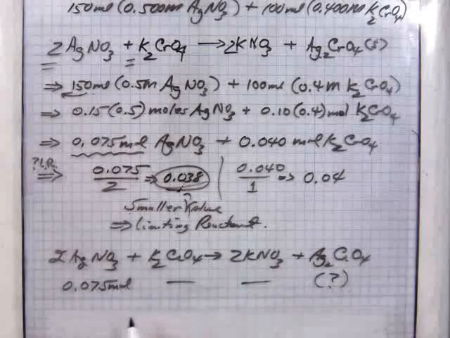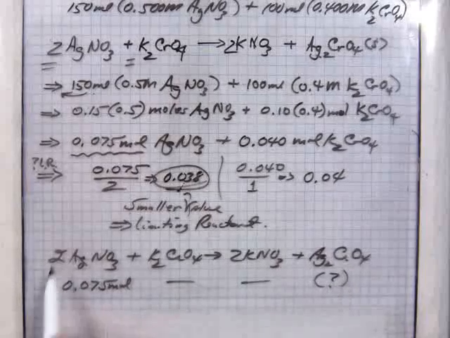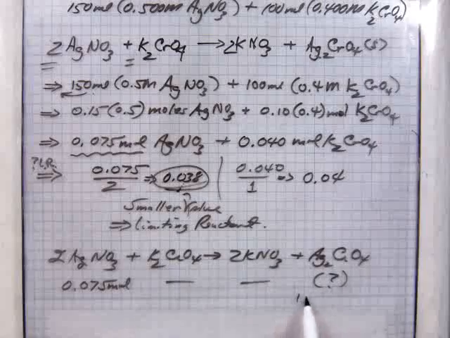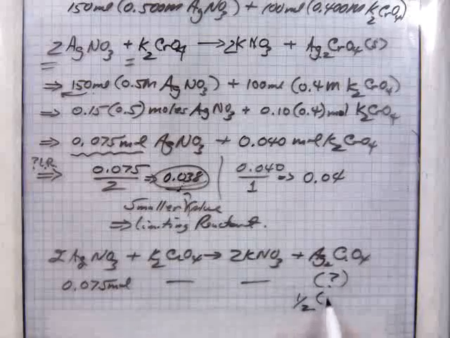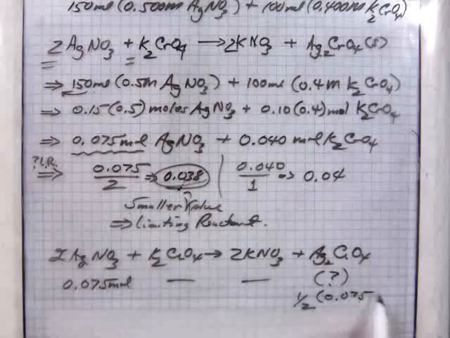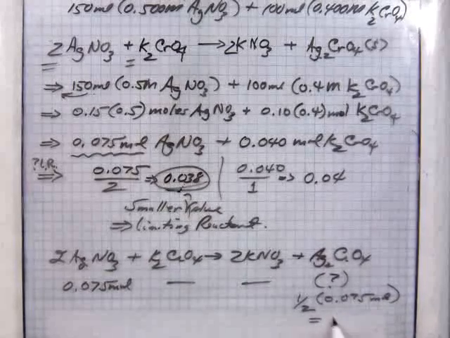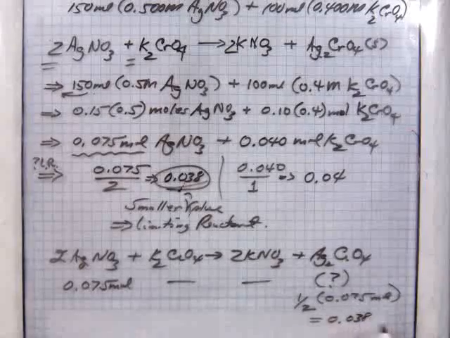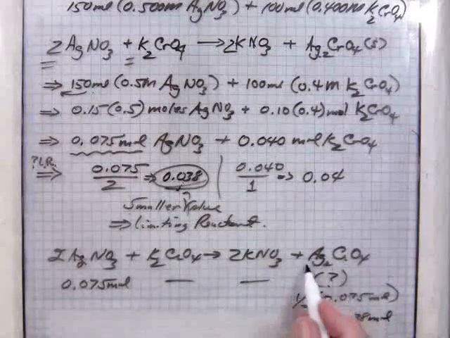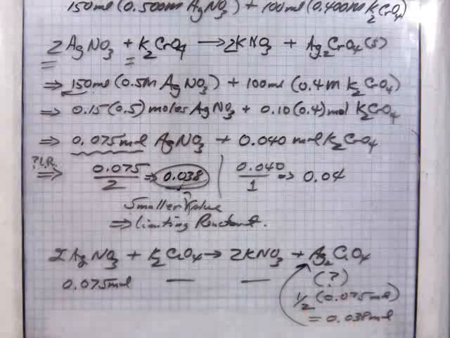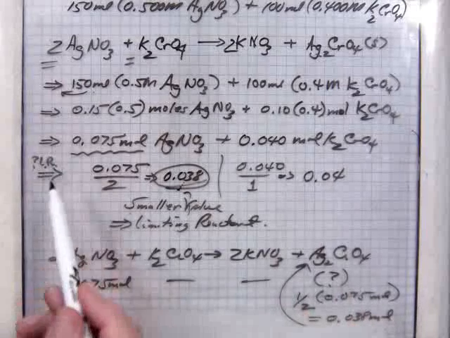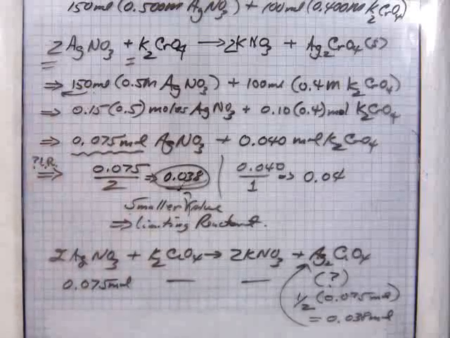Well, it turns out that this is 2 to 1, so I need 1/2. I need of the 0.075, I need a smaller number, which is 0.038 mole of the silver chromate, because it's a smaller number than the 2 over here. We're in a balanced equation.